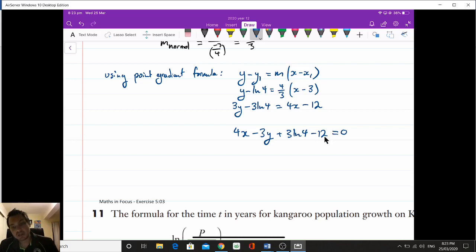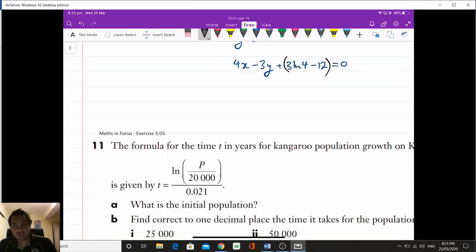Okay, notice that the constant term for our general form is actually 3 ln 4 minus 12. You could write that in brackets if you want, because that's actually just a constant number. That's ln 4. You know, 2 to the power of what gives you, or e to the power of what gives you 4, 2.7 something to the power of something. It's a constant.